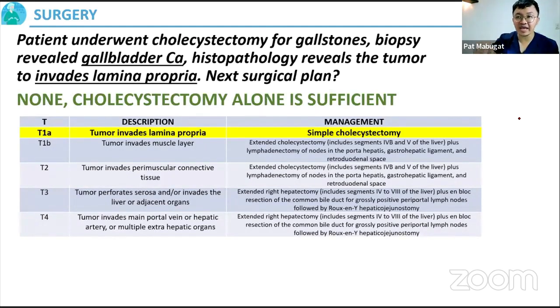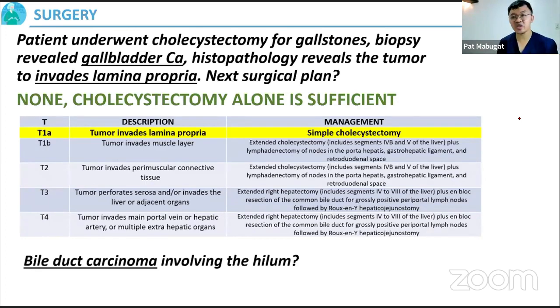This is T1A, lamina propria. No matter how busy this table gets, I just want you to understand lamina propria, T1A, gallbladder cancer, cholecystectomy alone is enough. You just need to reassure the patient, and you can do monitoring or whatnot, but you don't need to do anything else. But for T1B onward, you need to do more oncologic resection. You need to remove part of the liver. You need to remove some ligaments. Basta, just remember T1A, lamina propria, GBCA, cholecystectomy, just okay.